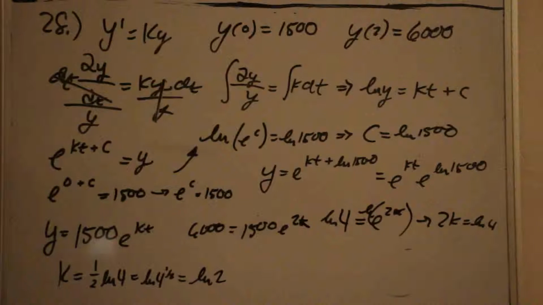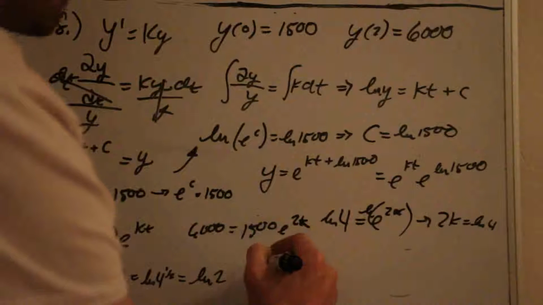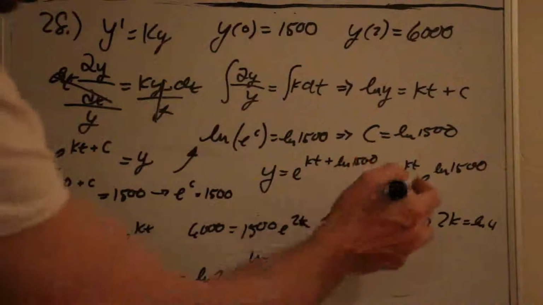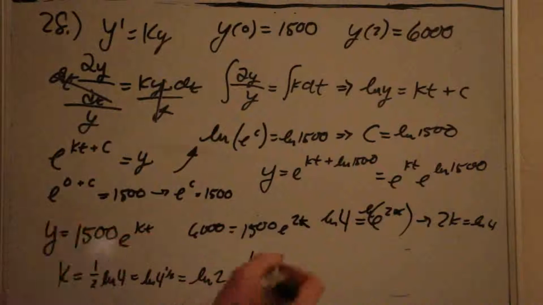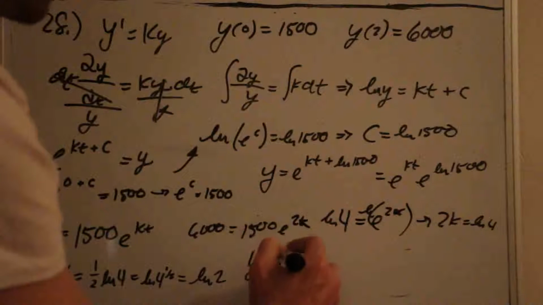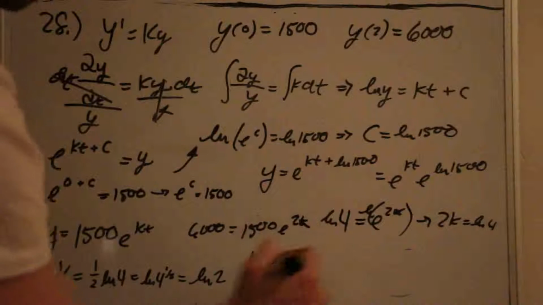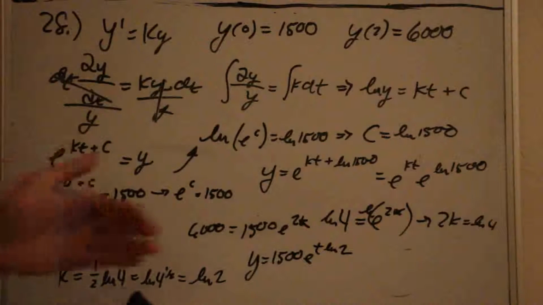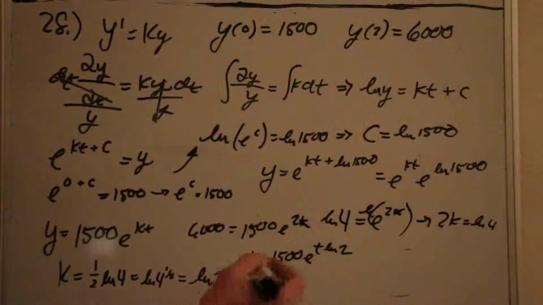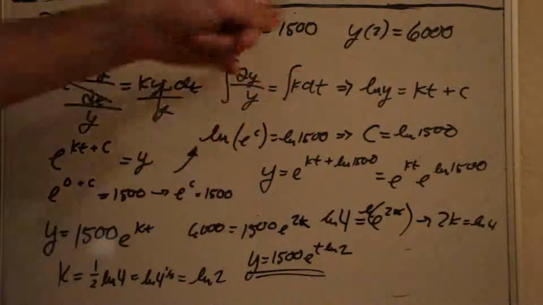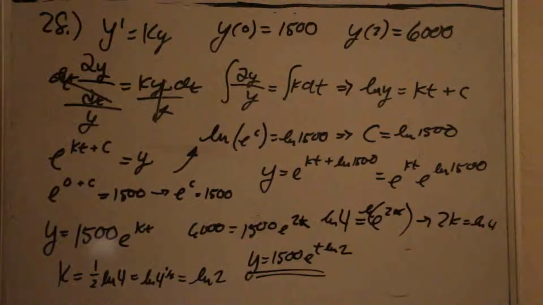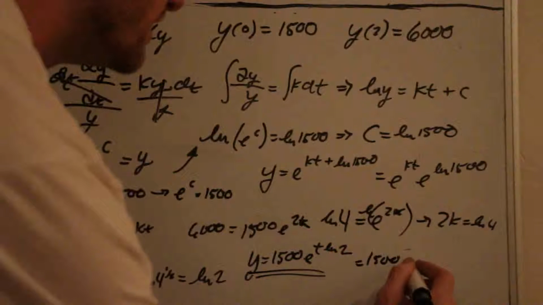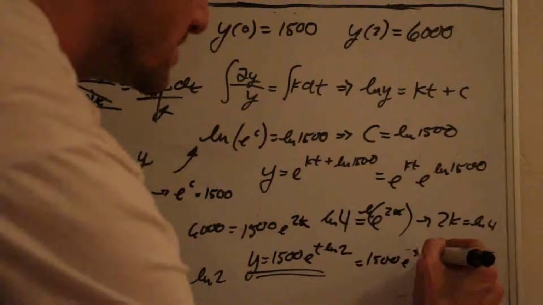All right, now, getting a little closer. Remember here, y equals 1,500 e to the kt, so y equals 1,500 e to the t times ln of 2. Now we can plug in our t. We solved for everything, this is our function. Now we can plug in t. We want to find y after 3 days, so I plug in 3. So this equals 1,500 e to the 3 times ln 2.